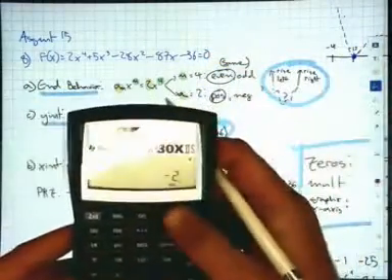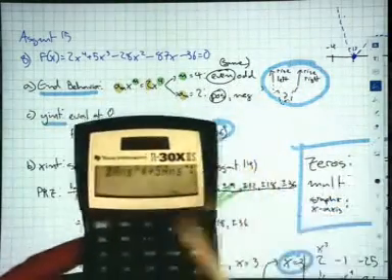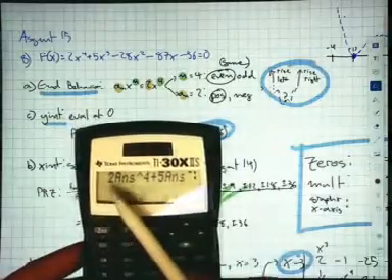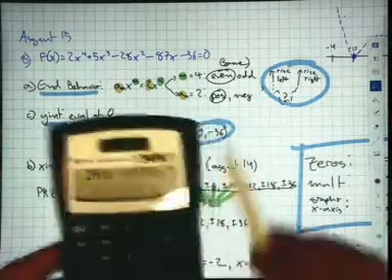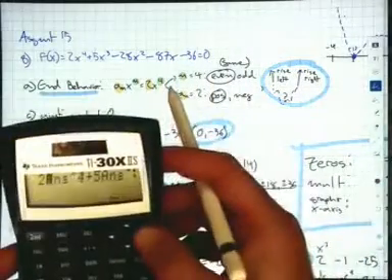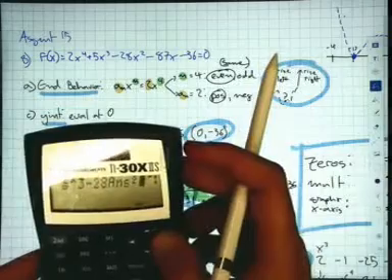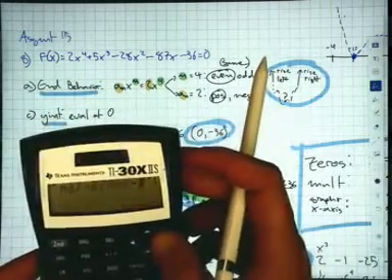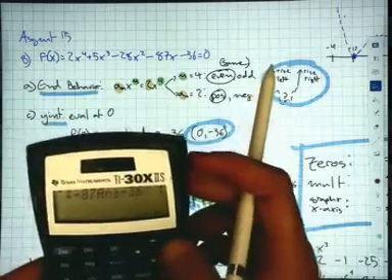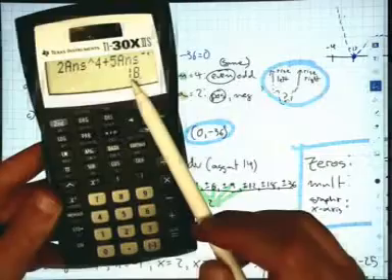Now, I've already done this because I did it in the last class. And here it is. 2 times answer raised to the 4th power plus 5 times my answer raised to the 3rd power. And then we have minus 28 times the answer squared minus 87 times the answer minus 36. And if I hit enter, I get 18.